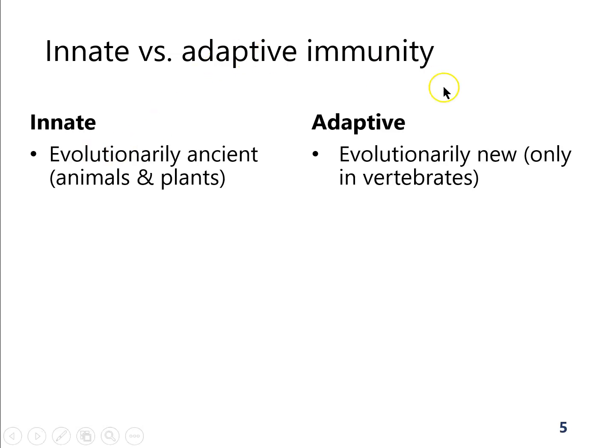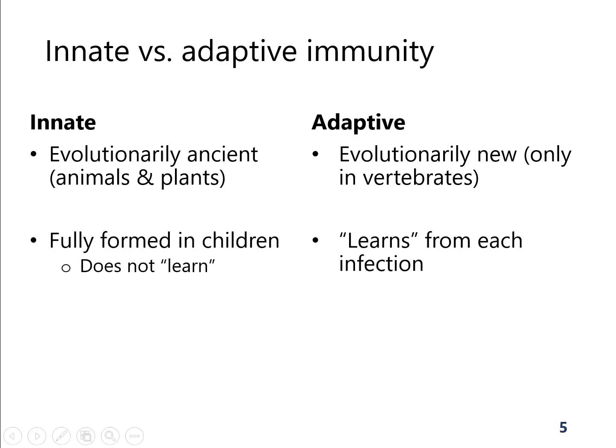So the first thing is that the innate immune system is ancient. Multi-celled organisms have innate immune systems. Even some single-celled organisms have innate immune systems, but adaptive immune systems are relatively new. So vertebrates have them. We wouldn't expect an adaptive immune system in an insect or a snail, but we would in a frog.